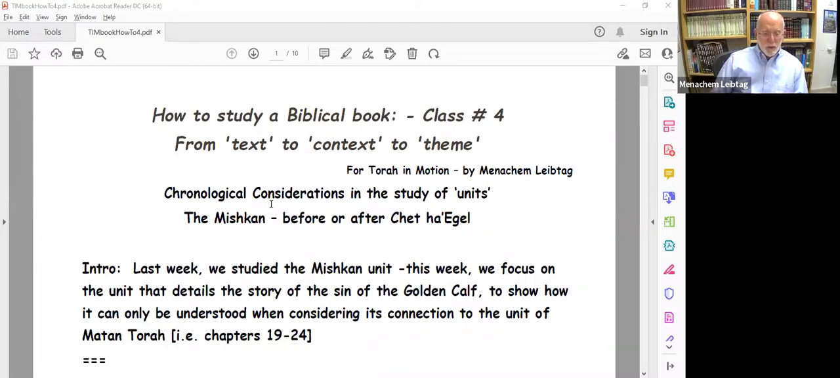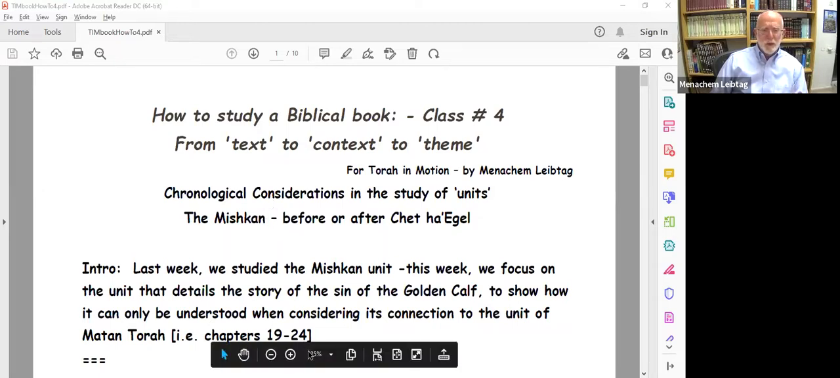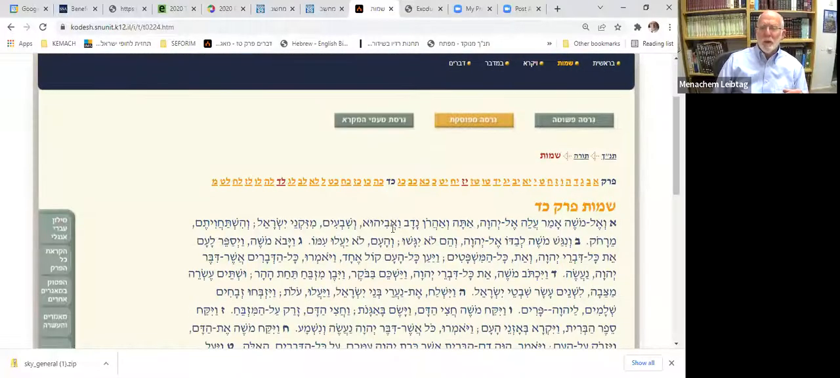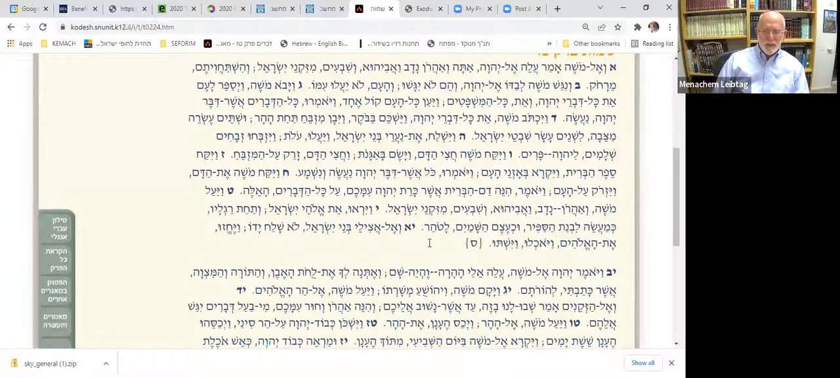I'm going to begin with a quick review of what we did 2 weeks ago when we identified the Mishkan unit. Let me just quickly share my Tanakh. Where's my Tanakh? That's not it. Here we go. At the end of Shemot, Perek 24, we'll see this inside.